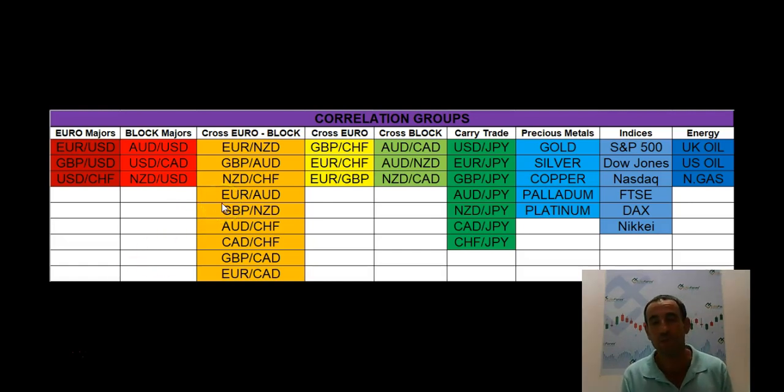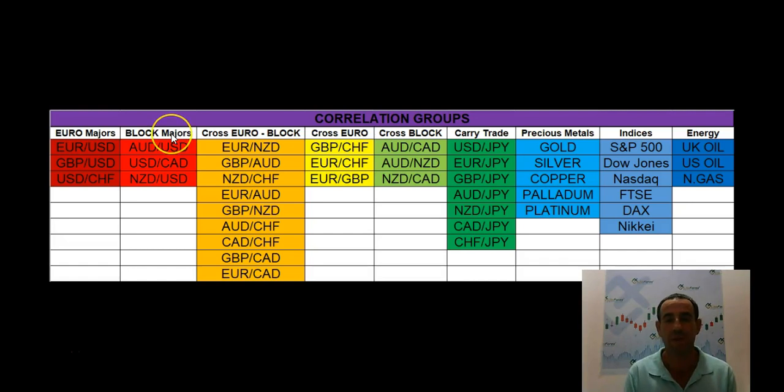What I would like to do today is actually focus on one group, which is the biggest one. It is called the Cross Euro Block group, containing 9 different currencies, and it is the biggest group because it is a merged group. It's merged from 2 different groups. Let's take a look at those. We're talking about the Euro majors merged with the block majors.